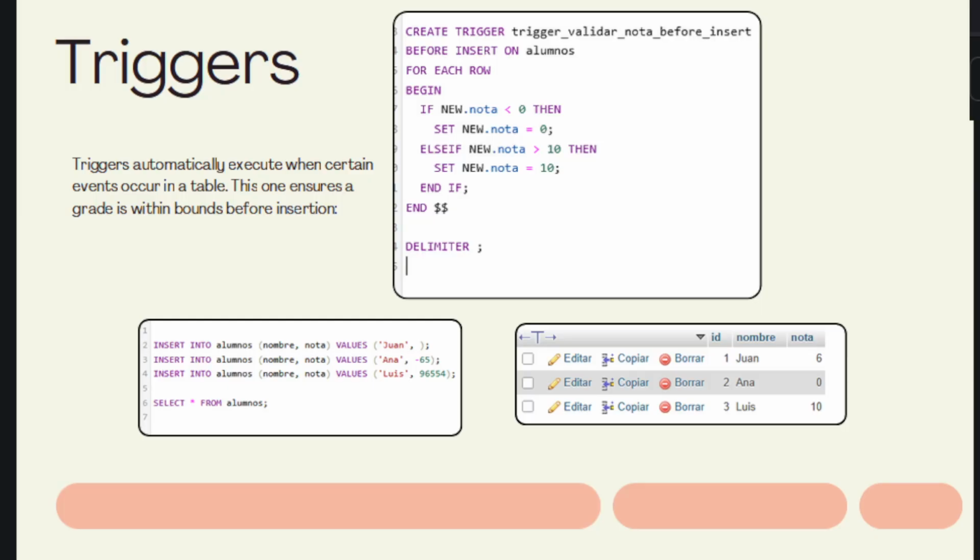A trigger is a special kind of procedure that runs automatically when certain events happen in the table, like inserts, updates, or deletes. For instance, the trigger check_nota before insert ensures that the student's grade is between 0 and 10. So in this case, we have a limiter. When you do the work, you can search the answers typing this: insert into alumnos nombre nota values, and then we'll have it on a table.